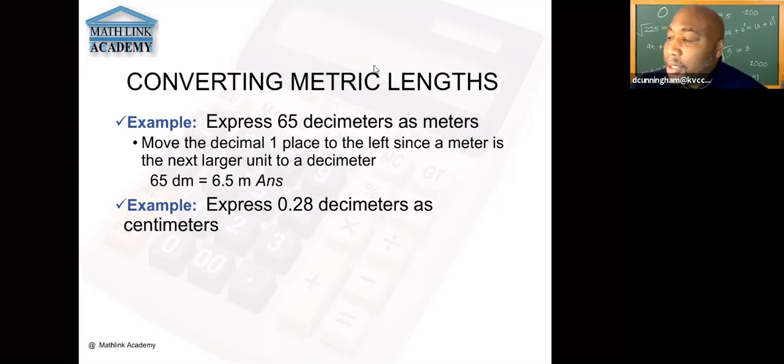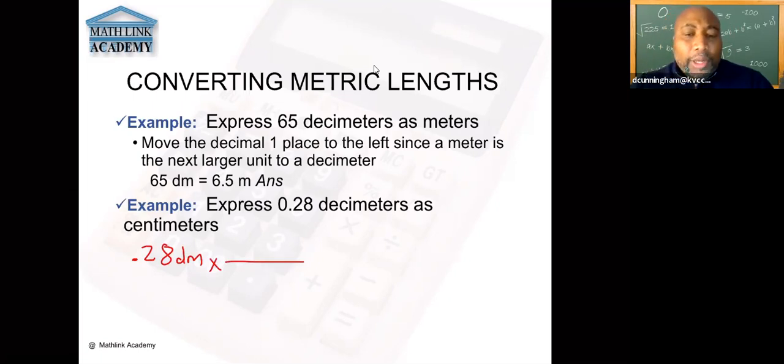We want to express 0.28 decimeters as centimeters. There are a lot of ways you can do it, and I want to show you one way, if you're still uncomfortable. We have decimeters and we want to convert to centimeters.